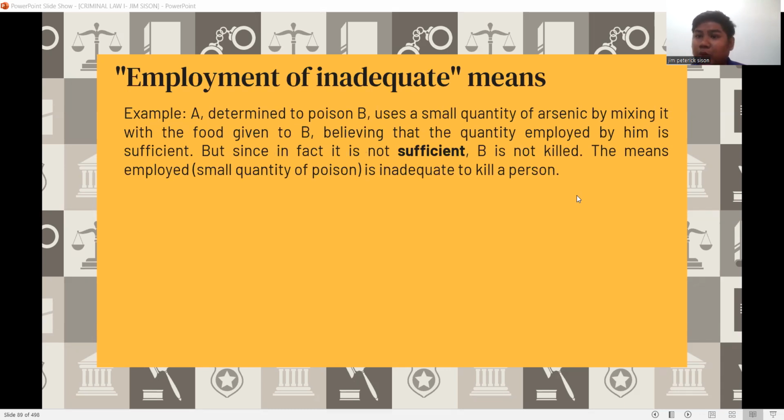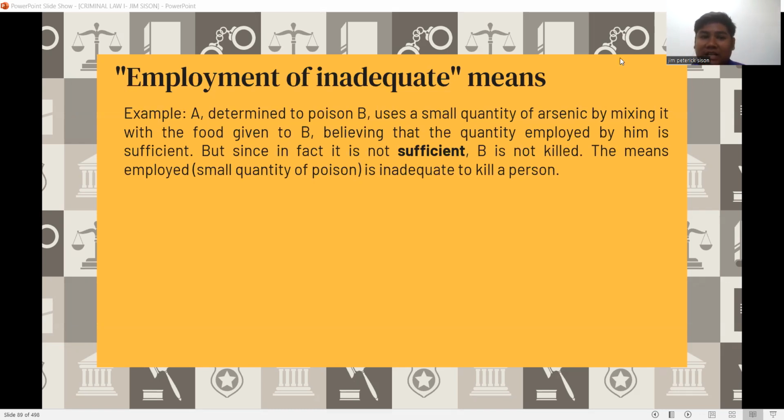A determined to poison B. He uses small quantity of arsenic by mixing it with the food given to B, believing that the quantity employed by him is sufficient. Okay? But since, in fact, it is not sufficient, B is not killed. Kulang. Inadequate ang quantity sa arsenic na iyang gimix sa food. So the means employed by the offender, by putting a small quantity of poison, is inadequate to kill a person. Therefore, it's an impossible crime.